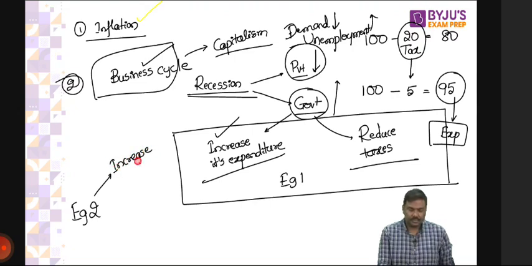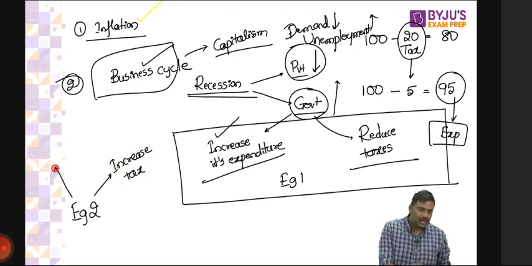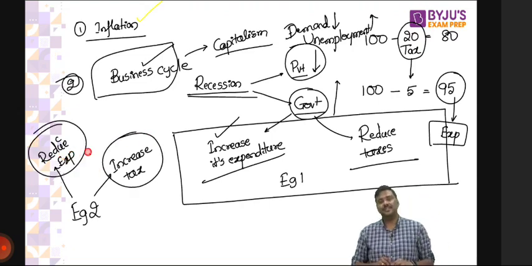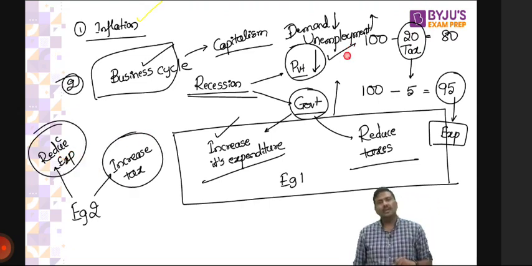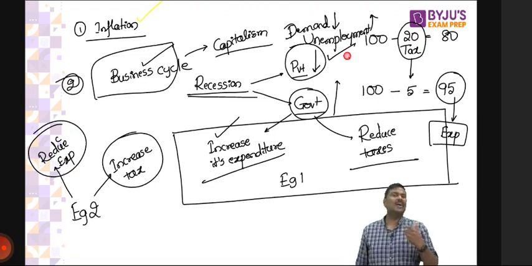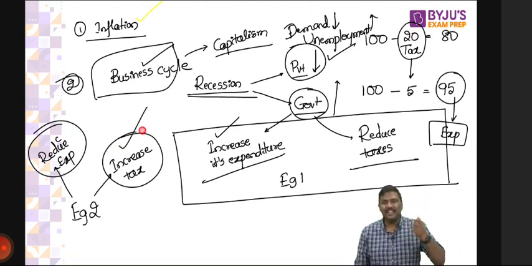And government will reduce its expenditure. Government will increase the tax and reduce the expenditure. Now, all in the market, investment is low. Government is also reducing its expenditure. What will happen to the unemployment rate? The unemployment rate will further increase. They are increasing the tax rate. What will happen to the demand for goods and services? It will go down further. Already the demand is down, it will go down even further.